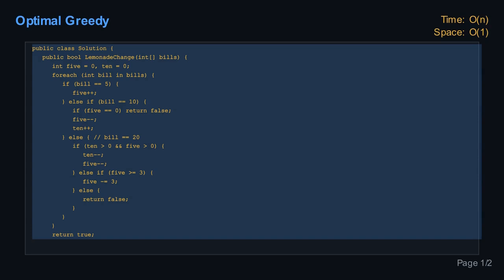If we don't have a $10 bill and a $5 bill combination, our next best option is to give 3 $5 bills. So, we check if we have at least 3 $5 bills. If 5s is 3 or more, we use them, we subtract 3 from 5s. If neither of these options is possible, meaning we don't have the correct change, then we return false. If we successfully process all customers without returning false at any point, it means we could always give change, so we return true at the end.